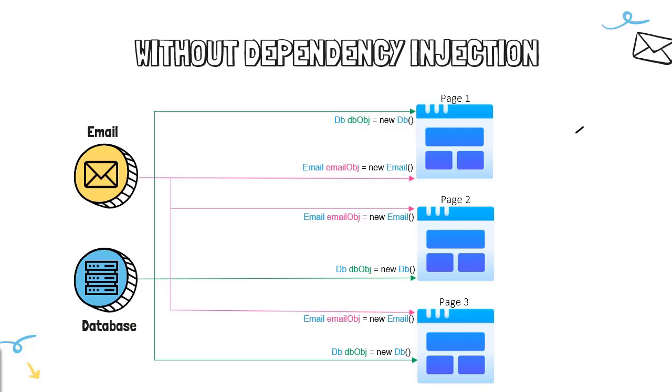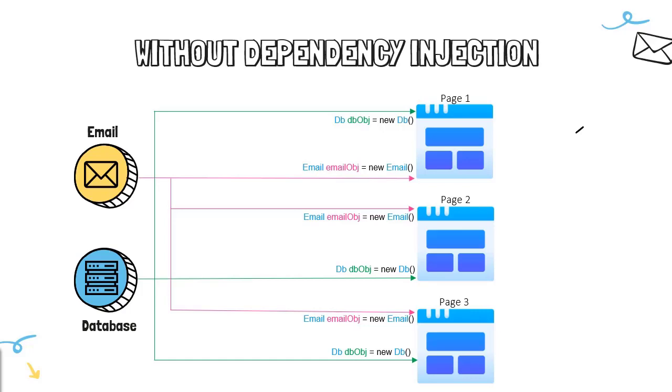Now consider a scenario. What happens if in future you change the implementation of how you access the database or email? Based on the current configuration, you might have to make changes in all the 3 pages, which is a big mess. Another issue here is on each page you have to deal with creating the object, managing them, as well as disposing them. And that would consume time in each and every page, which is a bad approach. So that being said, what is a solution to avoid all of this? The answer is dependency injection.